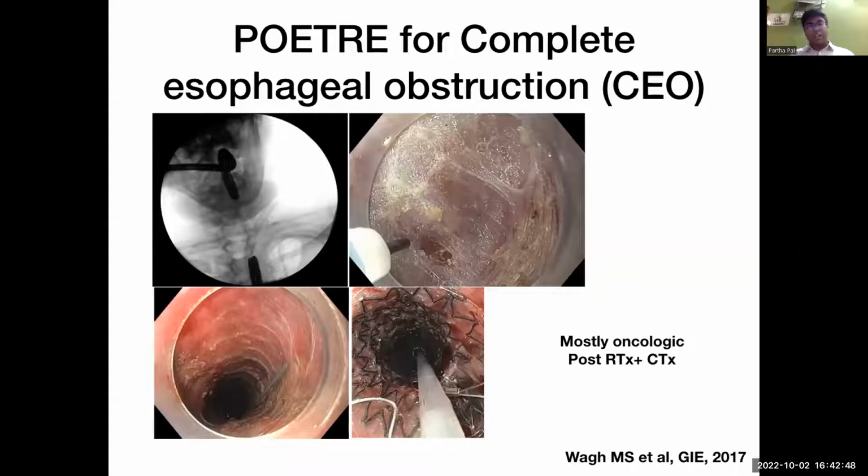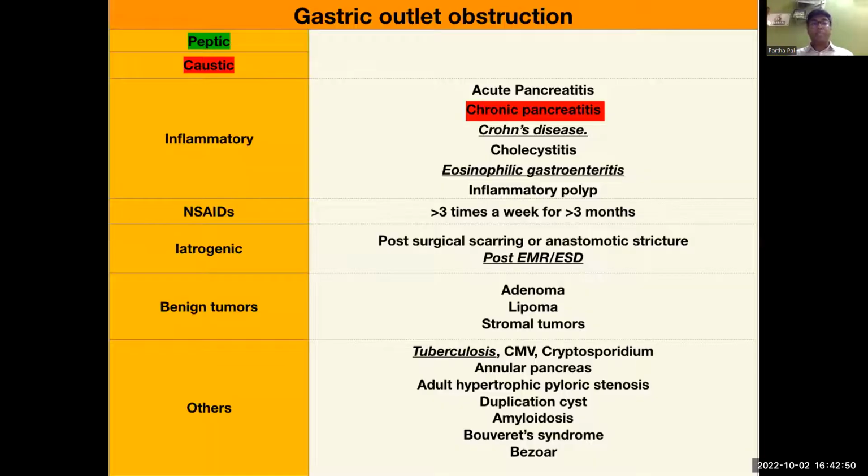It can salvage surgery sometimes. Then going to the gastric outlet obstruction, these are the causes. I'm not going to discuss them again, but I want to just stress upon the fact that peptic is marked with green to highlight the fact that it is most responsive to endoscopic therapy, whereas caustic and stricture due to chronic pancreatitis are less responsive and more likely to be refractory to endoscopic therapy.